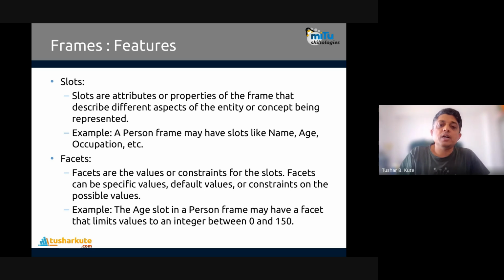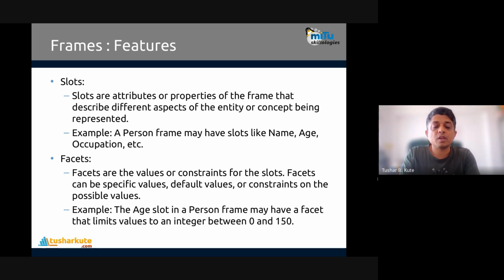Then facets. Facets are values or constraints for the slot. The value should be within the respective range only. Constraints are assigned to it. They're called facets. The facets can be a specific value, a default value, or a constraint on the possible value. Example is given here. The age slot in a person frame may have a facet that limits the value to an integer between 0 and 150. The age should not be greater than 150, should not be less than 0. Facet.